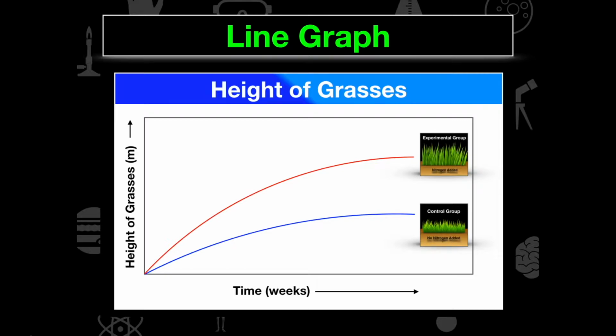And we can see in this image we have the comparison of an experimental group and a control group where we have nitrogen added to the grass and no nitrogen added to our control group. And we can compare the data amongst both of these experimental groups and the control groups to see which one is having an effect on the height of our grass.